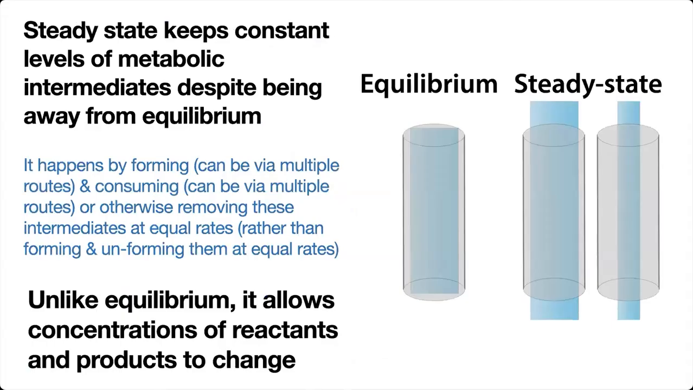How are we going to do this? Instead of having equilibrium, we're going to have this steady state. Steady state keeps constant levels of metabolic intermediates despite being away from equilibrium. And so in equilibrium, you have a closed system.